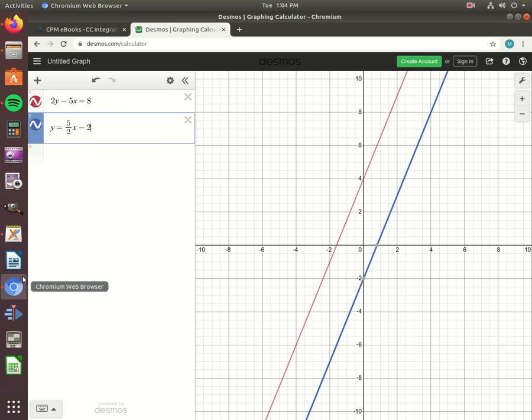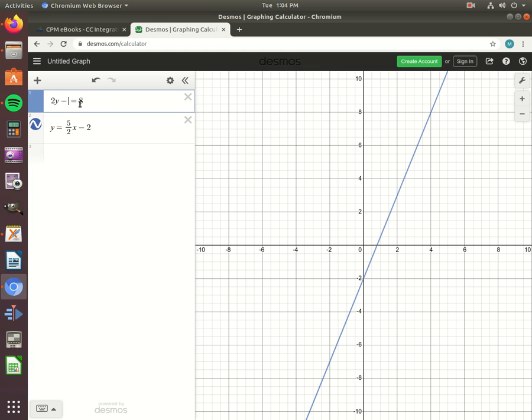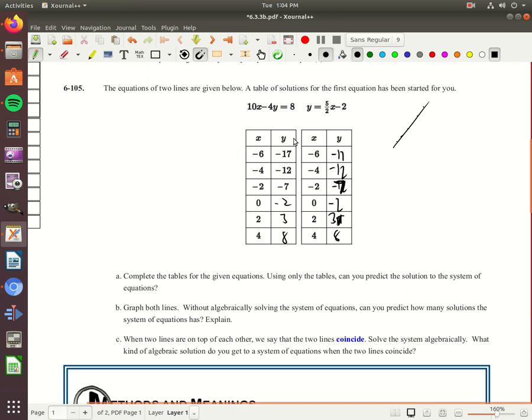So 10x minus 4y equals 8. And you can see here that what we get is the same line twice. So there you go. We were correct. And now if we run back over here, we would expect, if we solve these things, to get a true statement, something like 5 equals 5 or 0 equals 0.